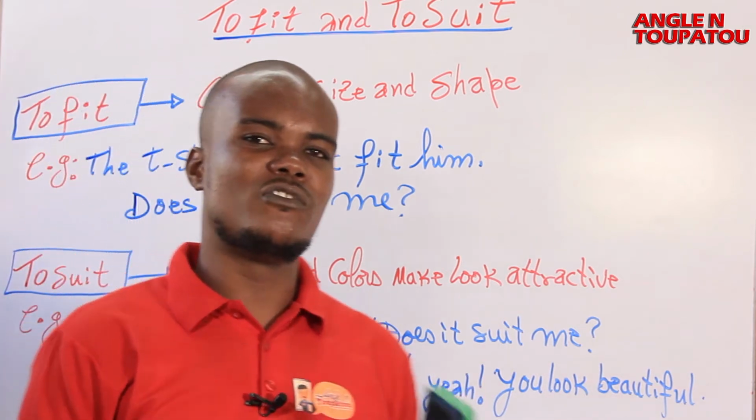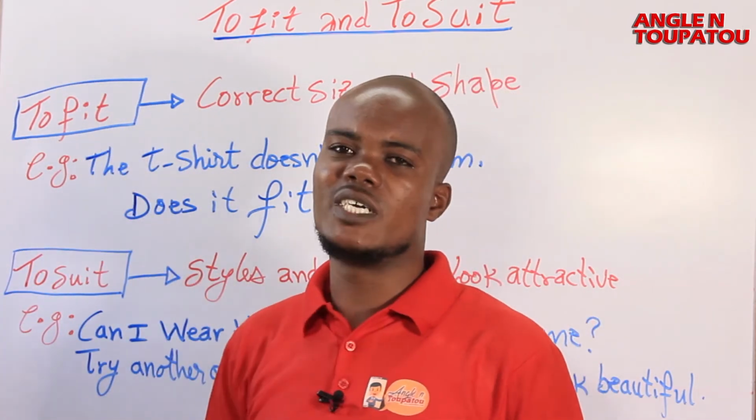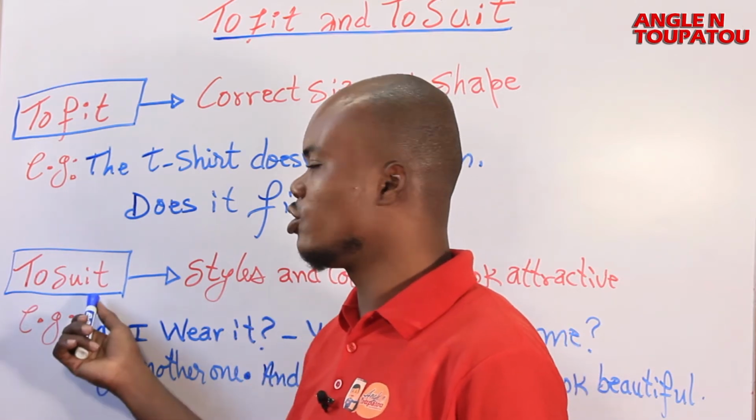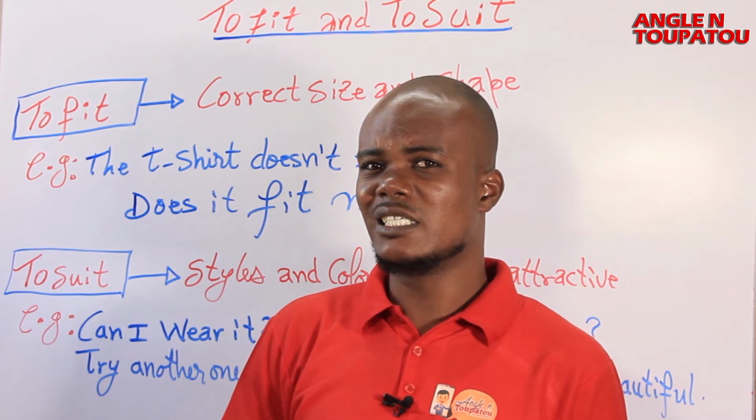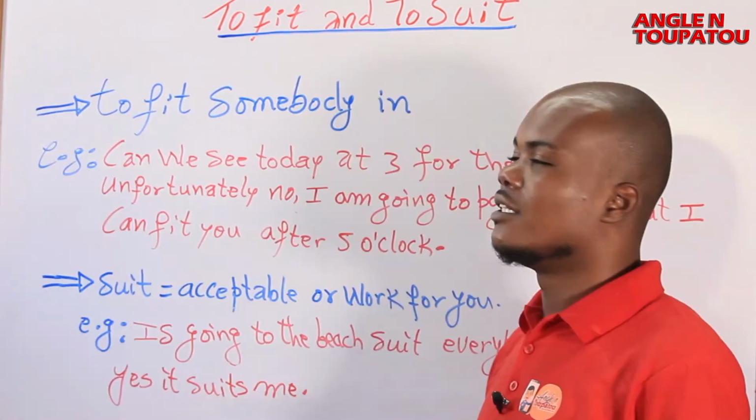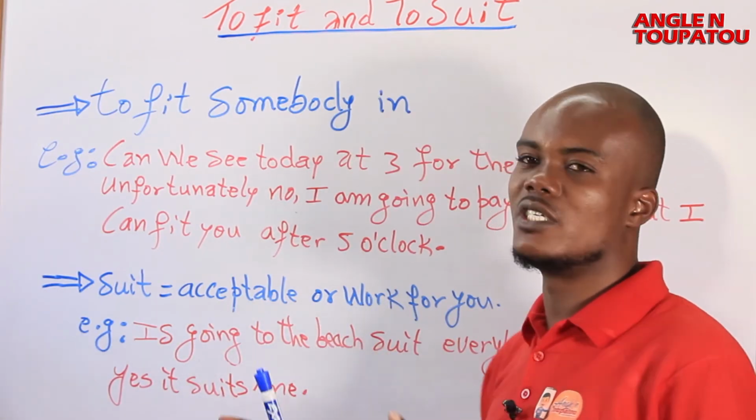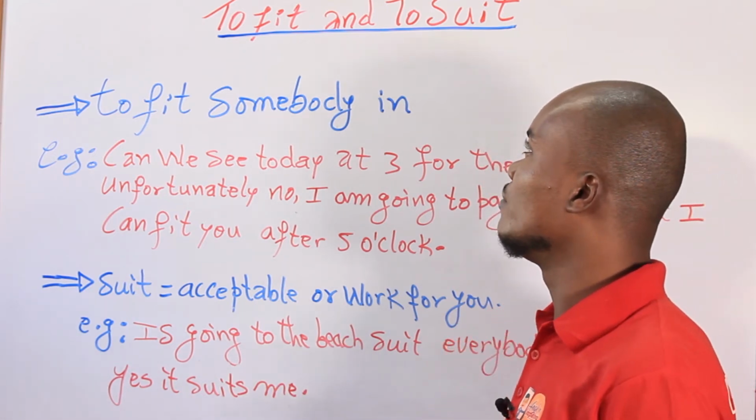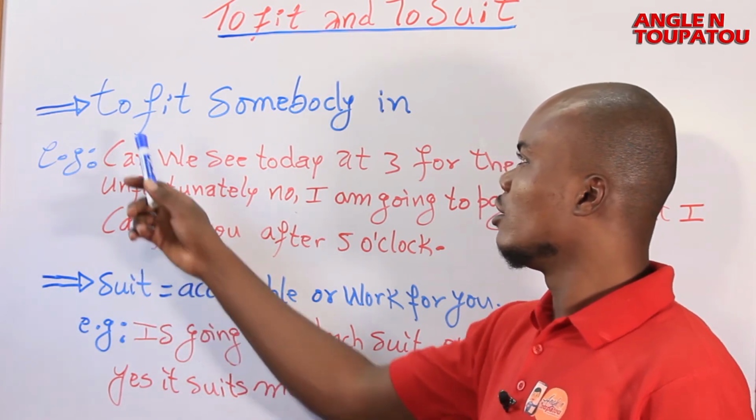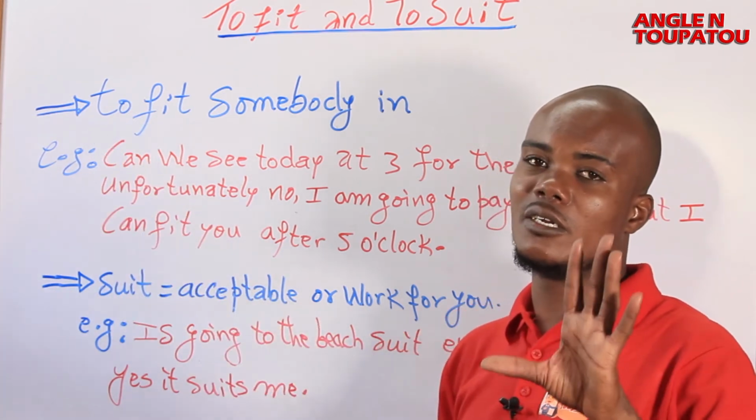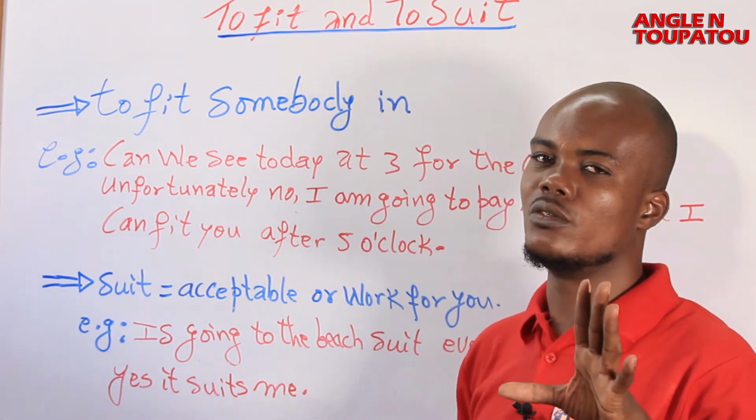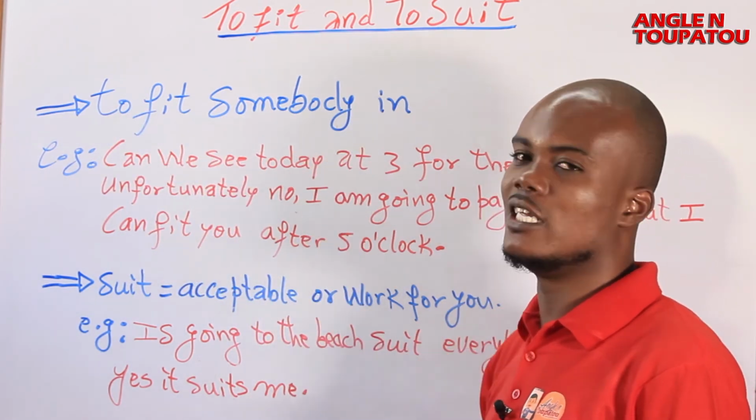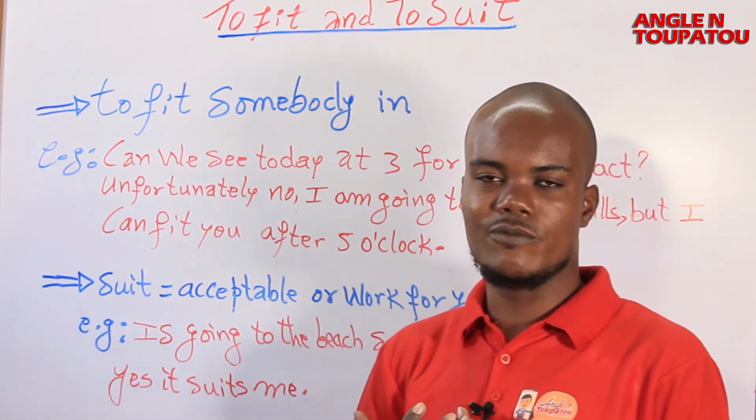Okay? Now, you know the first context, when you're talking about to fit, you talk about size and shape. And when you're talking about suit, you talk about styles and colors. Now, it's the second way of using to fit and to suit. Deuxième contexte d'utilisation de verbe to fit and to suit. To fit here, when you're talking about schedule. When you're talking about schedule, you can use this expression to fit somebody in. To fit somebody in is to create time for the person.